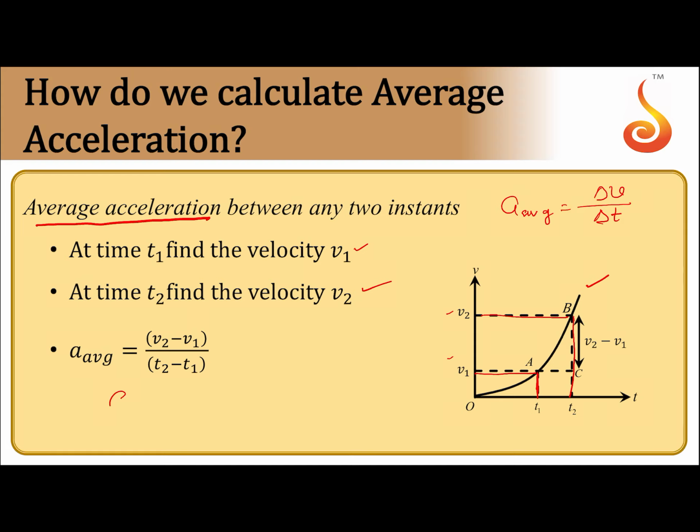And by definition, average acceleration is equal to change in velocity divided by time taken. Change in velocity is v2 minus v1 and the time taken is t2 minus t1. A fairly simple thing. So, to calculate the average acceleration is change in velocity divided by time taken.